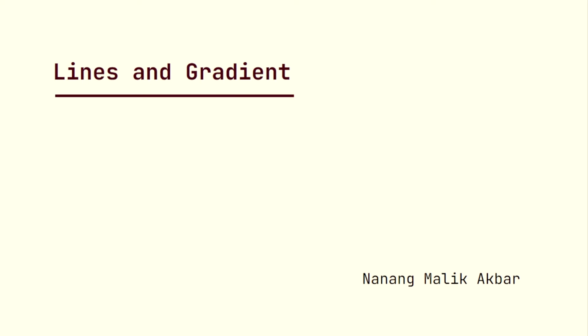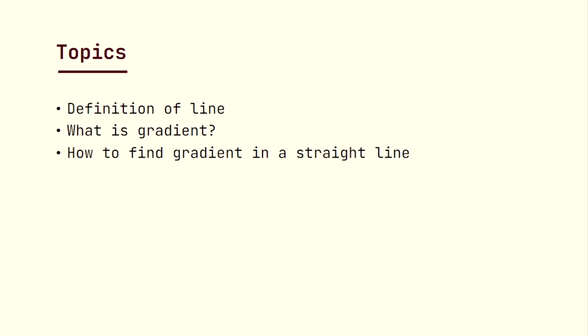So in this video, we will discuss line and gradient. The topic of this video is the definition of a line. After that, what a gradient is and how to find the gradient of a straight line. So a line is a geometric shape composed of many points.